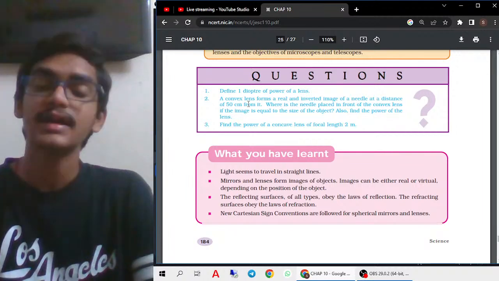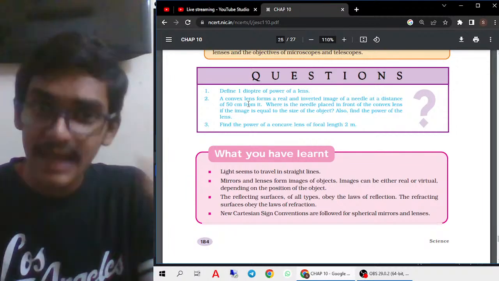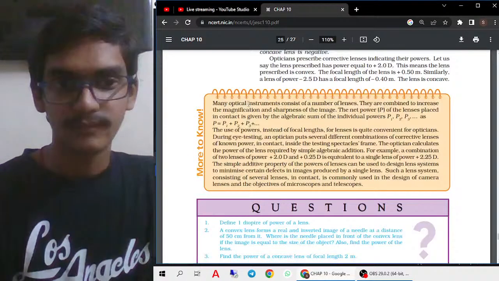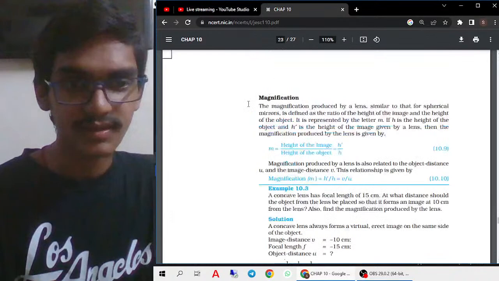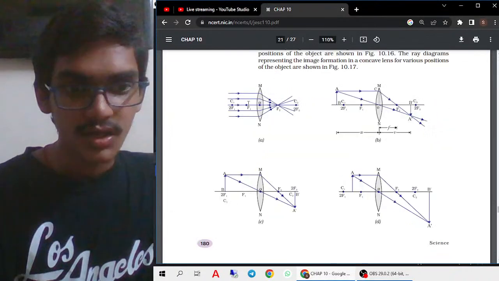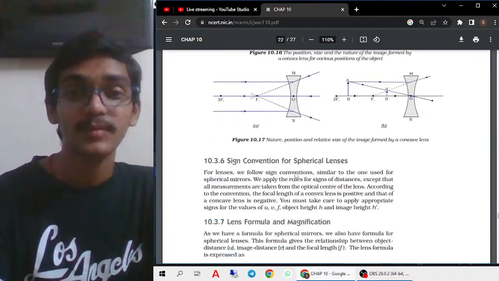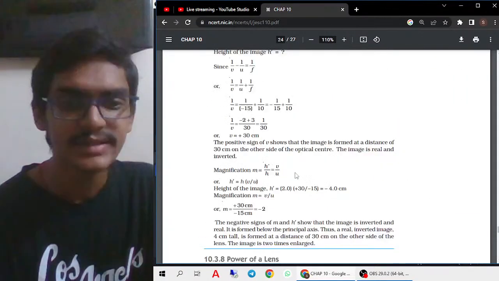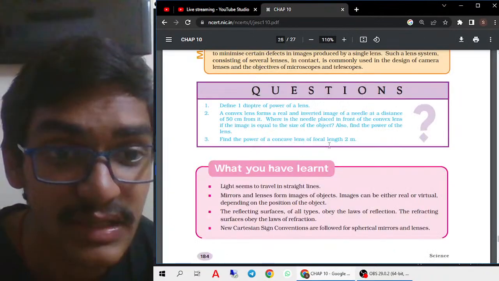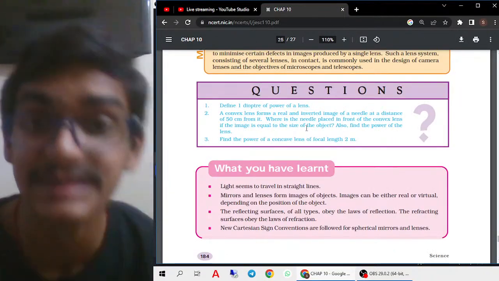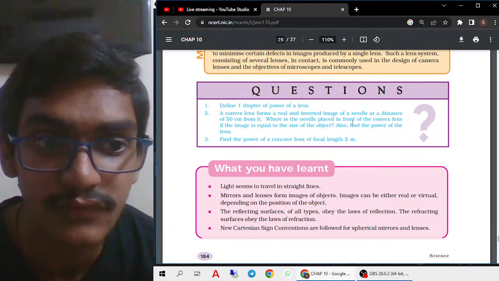You see here in this case, when the object is at C1, we are getting the image at C2. This is the only case where we get this. So what is the question they are asking? Where must the needle be placed in front of the convex lens? It must be placed at C1. And also find the power of the lens.